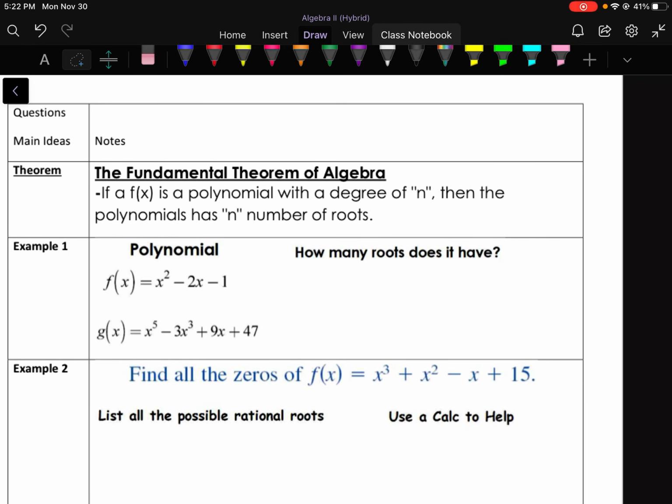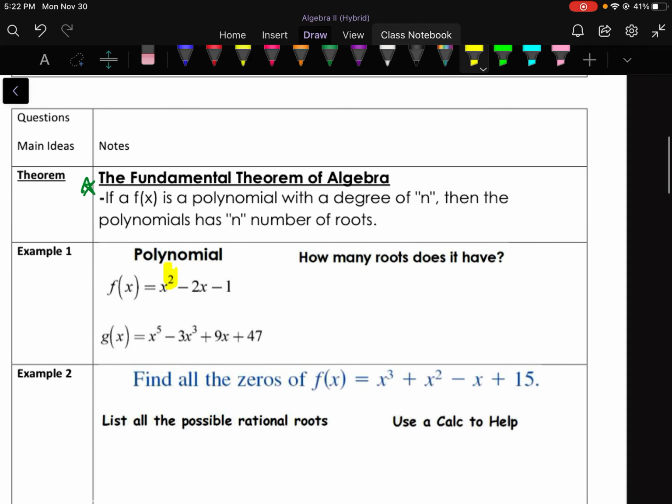So, for example, here's how the fundamental theorem works. You can read it right here. If f of x, I'm assuming if it's a function, is a polynomial with a degree of n, then the polynomial has n number of roots. So, in example number 1, my degree is 2. That means there are 2 roots.